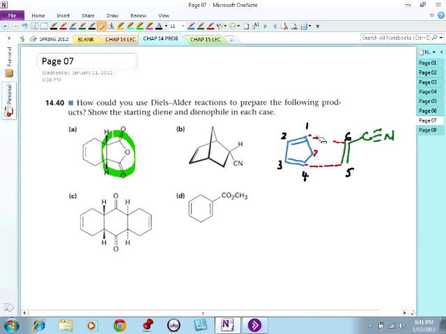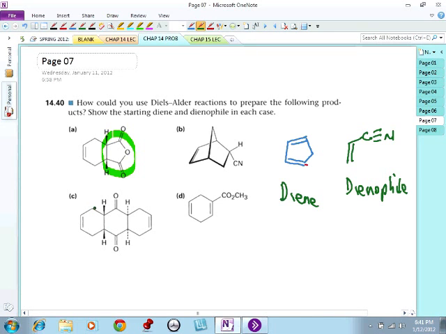And the starting material therefore will be... The two starting materials will be this. This is the diene, and this is your dienophile. Okay? You follow that? Okay, now let's do C.